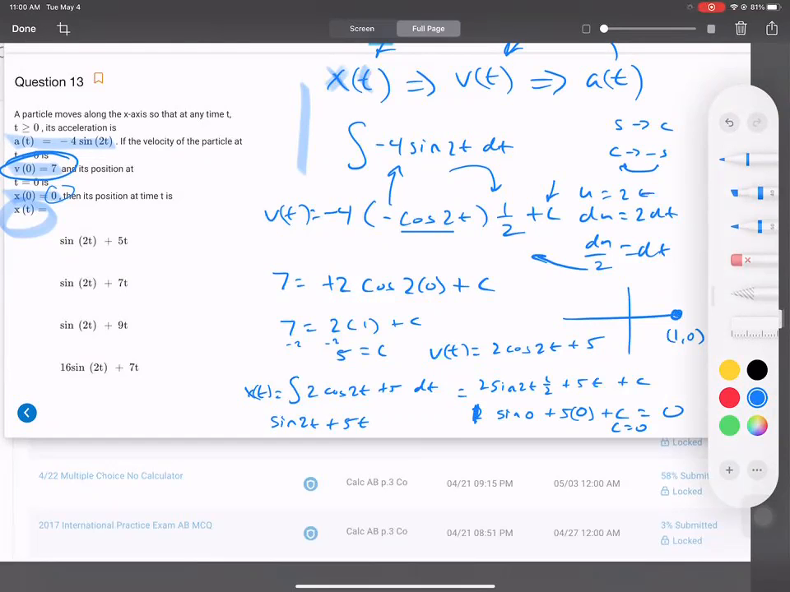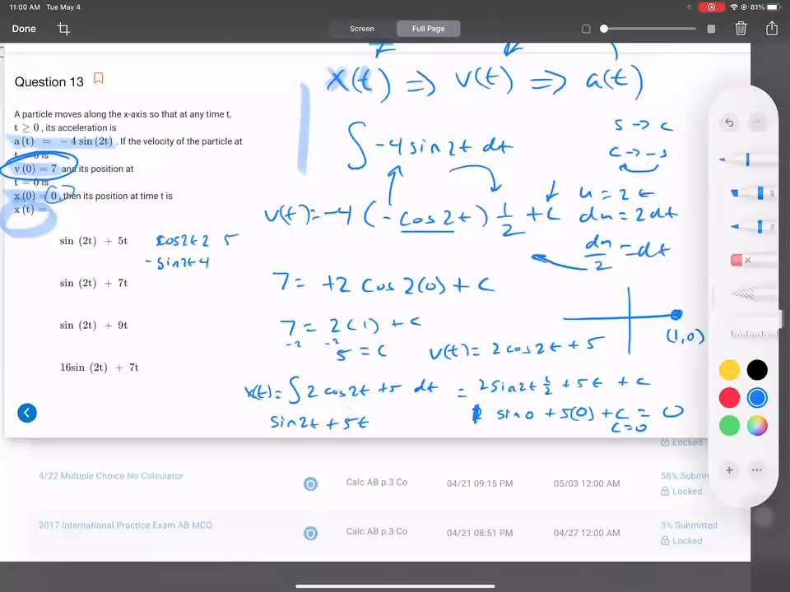Okay, and that answer is, I'm looking at A. Yep, A is the answer. Now, you could have told me, Mishko, can I just take the derivative of this quickly? You could have. The derivative of this is cosine 2t 2.5. Derivative of this again is negative sine 2t 4. Okay, you could have done that. And that's my answer. That would have probably saved me a little bit of time.